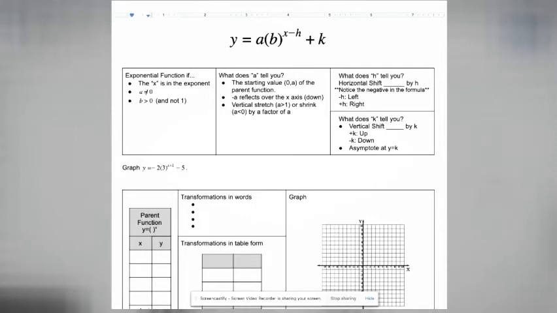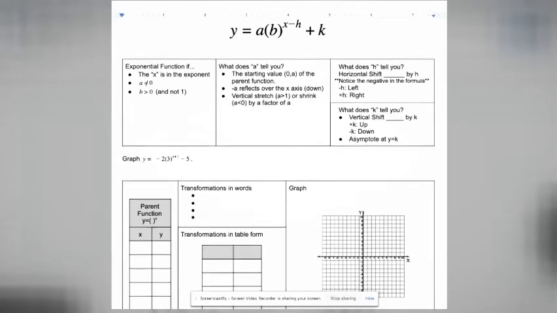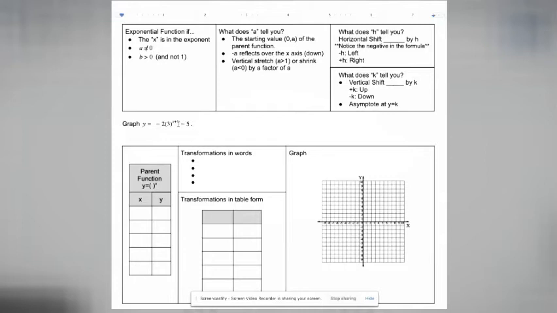So the first thing we're going to do is identify the parent function. The parent function is identifying the base along with the x. So the x is in the exponent, that's what makes it exponential. And the exponent is attached to the 3. So I'm going to put a 3 in my parent function.